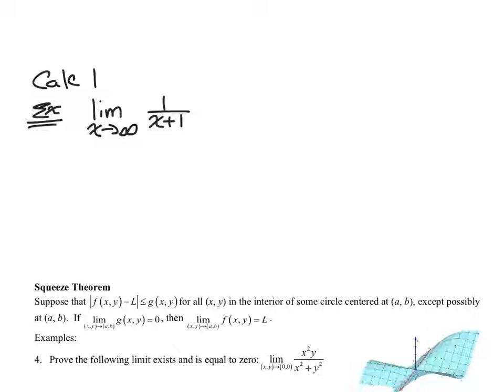All right. So what I want to do is determine a function that I know, or a pair of functions that I know surround this function. So 1 over x plus 1, I know that that is going to be in between two other functions. It's just a question of what those two functions are. Now we could look at this numerically, but we could also look at it graphically. We could look at it just logically.